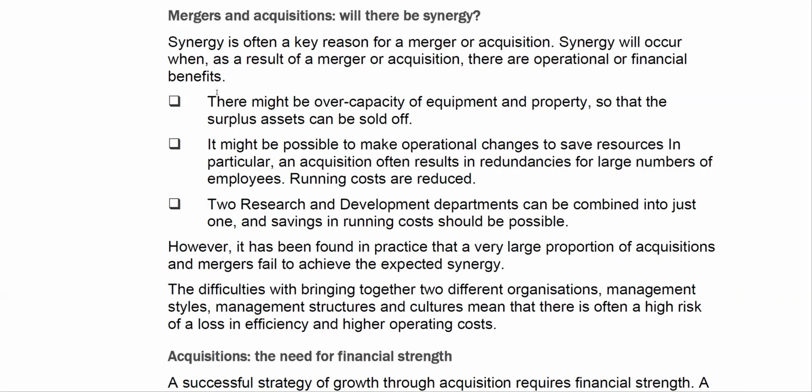So, one, there might be overcapacity of equipment and property so that the surplus assets can be sold off, right? It might be possible to also make operational changes to save resources. In particular, an acquisition often results in redundancies for large numbers of employees. So running costs are also reduced. So two research and development departments can be combined into just one, and savings in running costs could be possible. So there are different types of synergy.